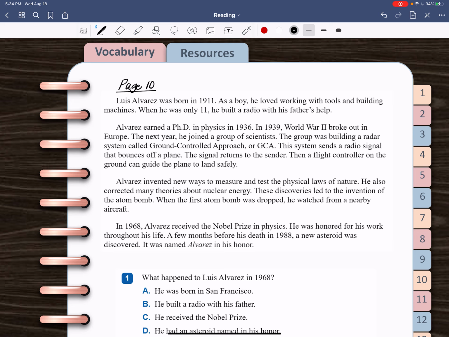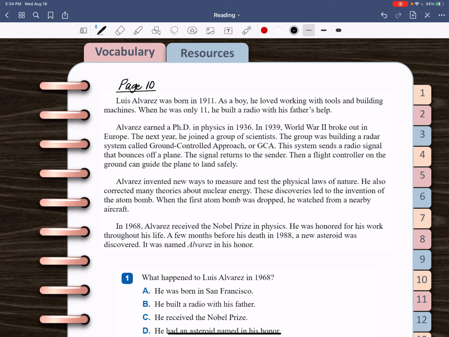Luis Alvarez was born in 1911. As a boy, he loved working with tools and building machines. When he was only 11, he built a radio with his father's help. Alvarez earned a PhD in physics in 1936.